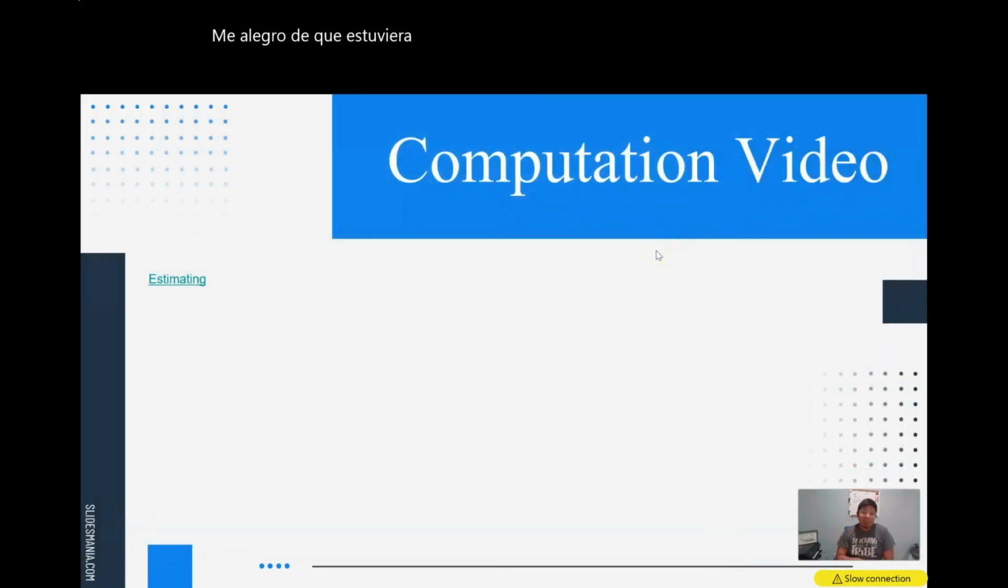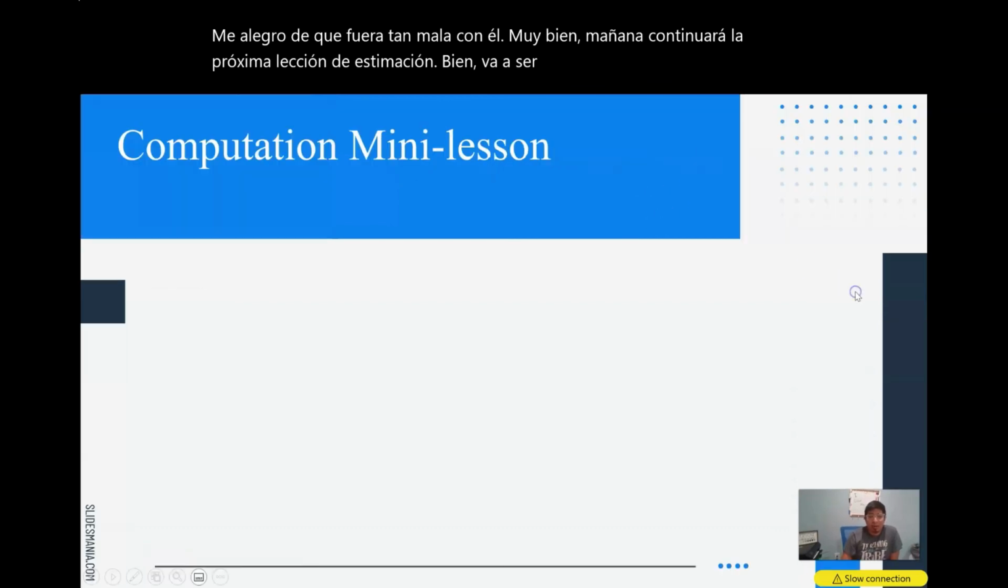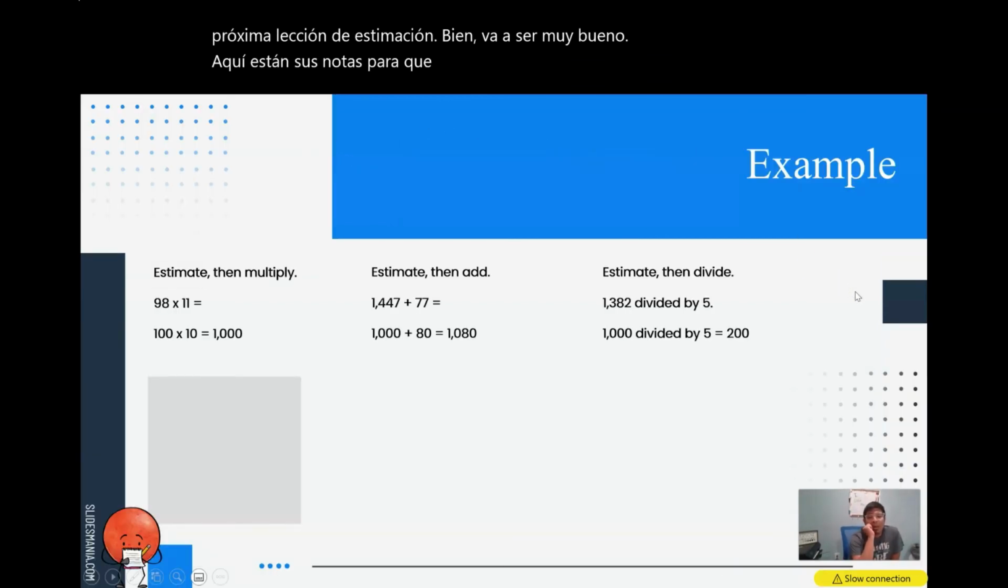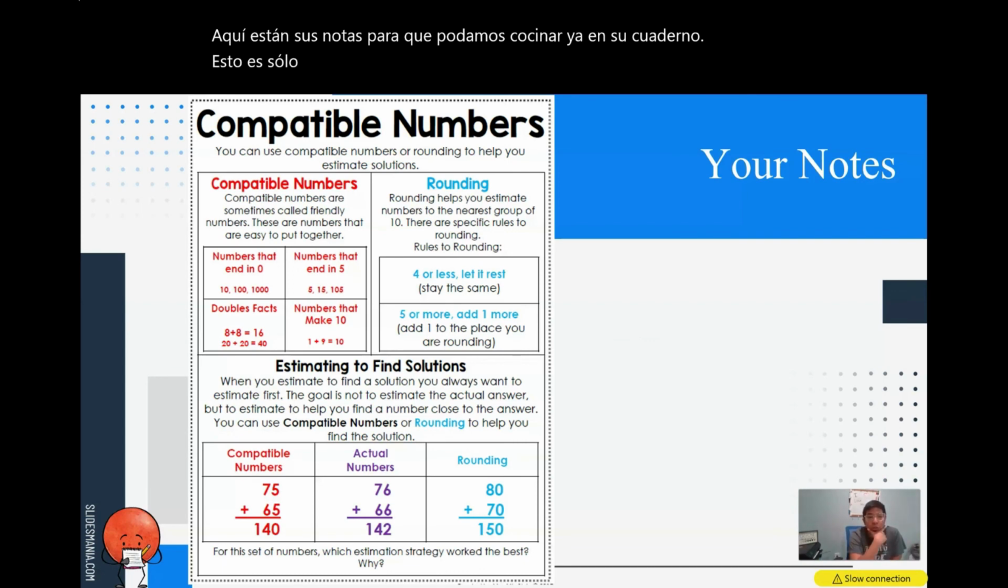Alright, so tomorrow we're going to continue the next lesson of estimating, okay? It's going to be a really good one. Excuse me. Here are your notes so that you can copy it already in your notebook. This is just an example, and I'll go over this tomorrow, okay? And here are your notes that you should copy in your notebook, okay? This would really help out if you already do this today, and then that way you kind of get somewhat of an idea tomorrow when I go over the lesson.